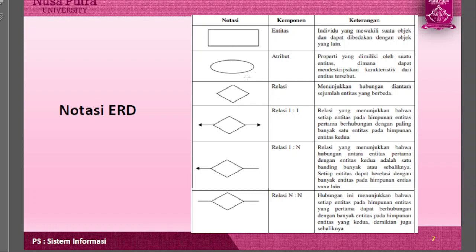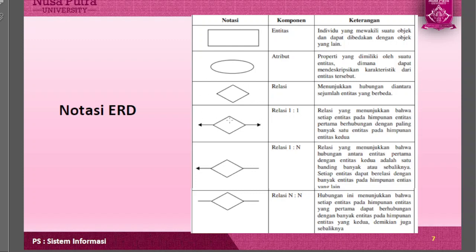And the next one, we call it ellipse. Ellipse in ERD, we call it attribute. Attribute means, for example, the human. The human is the entity, and the attribute is what the human uses. For example, the attributes of a human are t-shirt, pants, shoes, and ring. For example, necklace, glasses, or others like that.